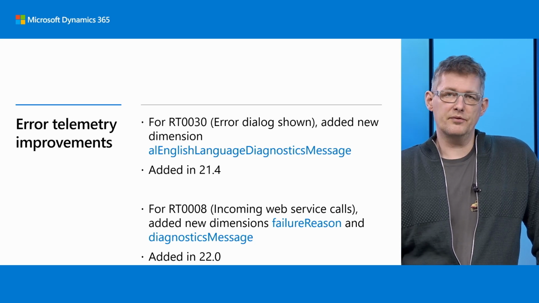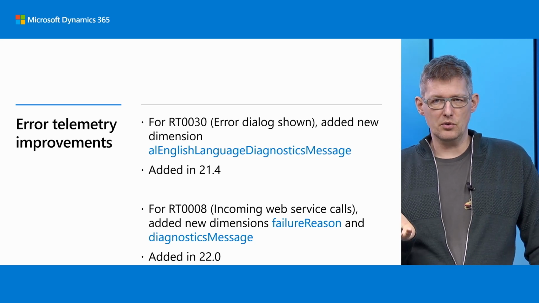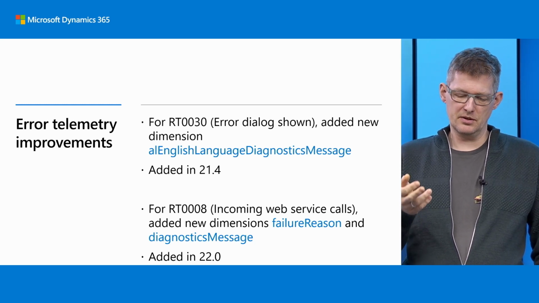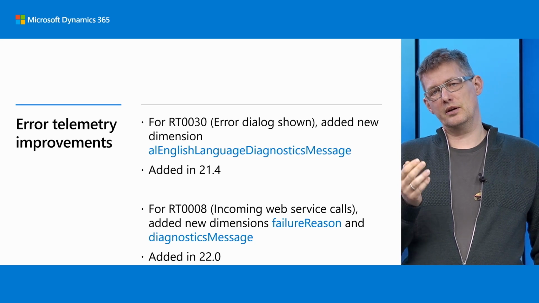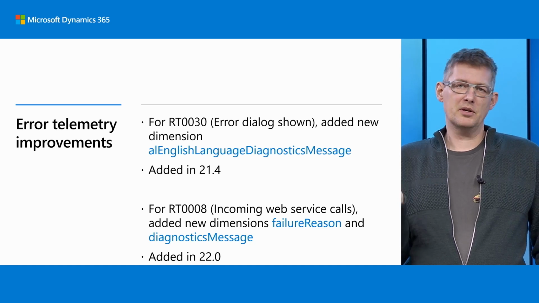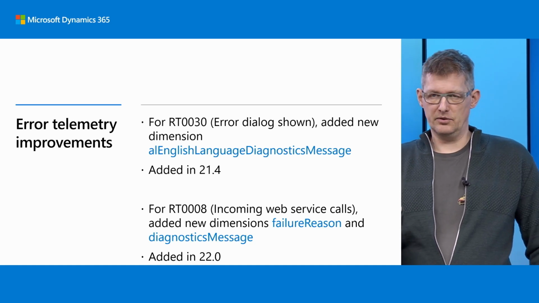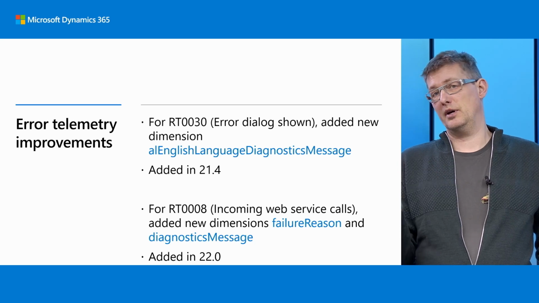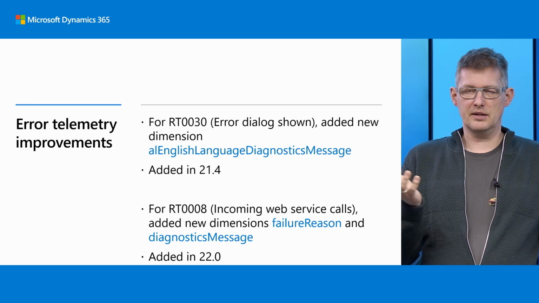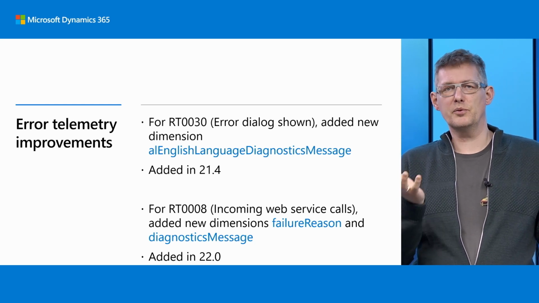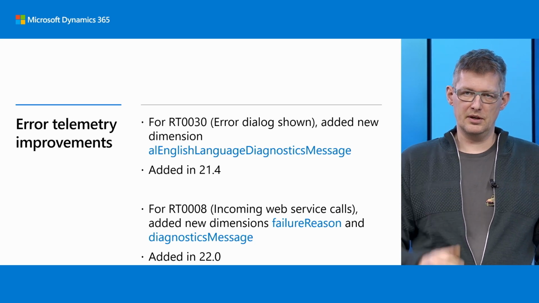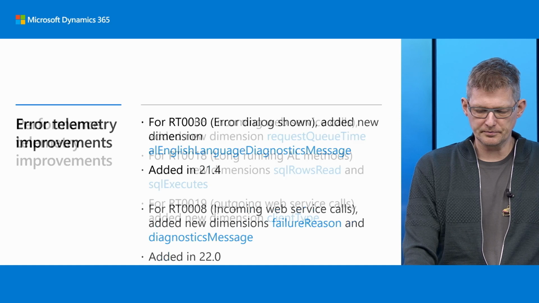If you have incoming web service calls, we now also add two new dimensions, diagnostics message and failure reason, so that for failed incoming web service requests, you can get a much easier understanding of why they failed. Before, you just got an HTTP return code different than 200. Now you actually get some indication of which AL method or error was occurring for this incoming web service call to fail.